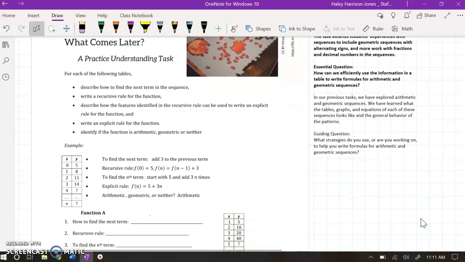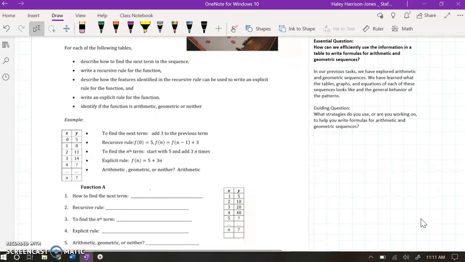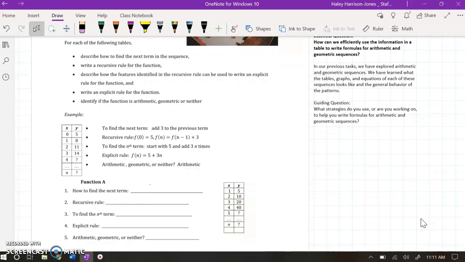Let's jump in. For each of the following tables, we're going to describe how to find the next term in the sequence. We're going to write a recursive rule for the function. Describe how the features identified in the recursive rule can be used to write an explicit rule for the function. Write the explicit rule for the function, and then identify if the function is arithmetic, geometric, or neither. Let's look at our example.